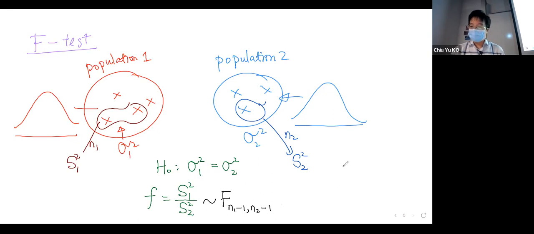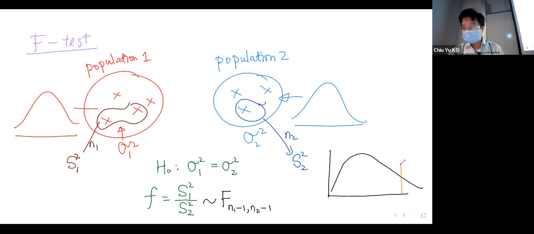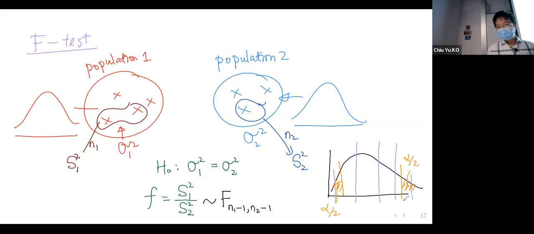And this F also has a complication: it's not symmetric. It looks like this, usually. So what you're going to do, again, for the two-sided test is look at alpha over 2 here and alpha over 2 there. And if the variances are the same, the ratio will be somewhere nearby here. And you want to check if your data is here, or here and here. If they are in the extreme regions, then you reject the null. If not, then you don't reject.